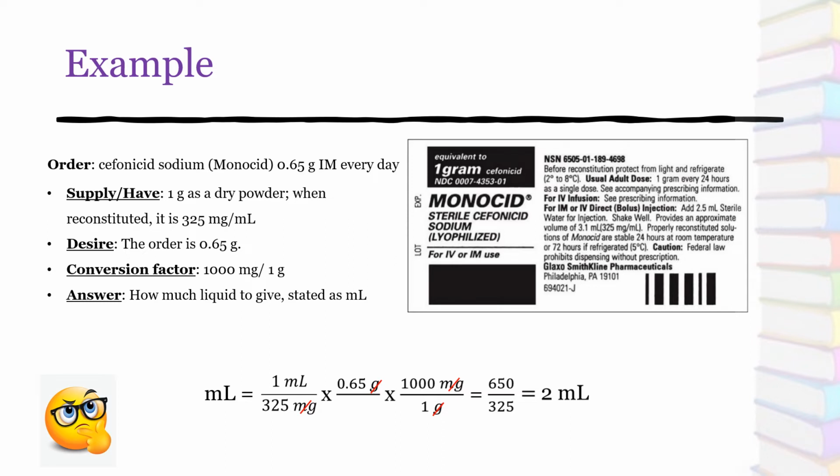For this question, we start with 1 mL is equal to 325 milligrams. 0.65 grams is equal to 1 gram is equal to 1,000 milligrams, which gives us 2 mLs. Keep in mind that extra information will be added to throw you off, so make sure you understand and carefully read the information.